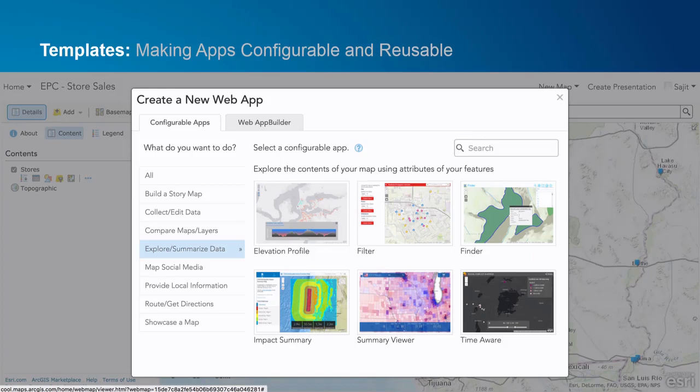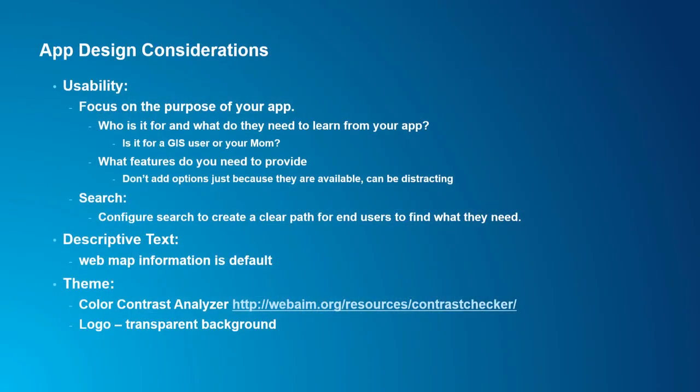So one of the things that we're trying to accomplish with these templates is making it easy for people to configure and reuse applications. The default gallery of configurable apps that we've been building is sort of purpose-built towards solving certain common use cases. So we have things like telling stories, collecting data, comparing maps and layers, routing, getting directions. There's use cases for a variety of things, and I think Bernie mentioned it earlier.